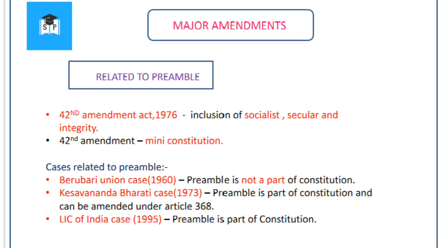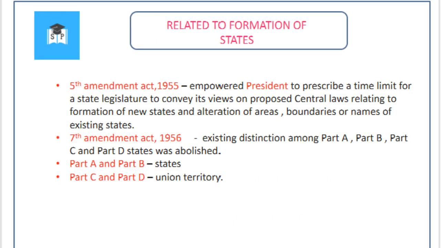Then which are the cases related to the preamble? In the Berubari Union case of 1960, the Supreme Court held that the preamble is not a part of the Constitution. But later on in the Keshavananda Bharati case of 1973, the Supreme Court held that the preamble is part of the Constitution and can be amended using Article 368. The Supreme Court affirmed this view later in the LIC of India case of 1995 that the preamble is a part of the Constitution.